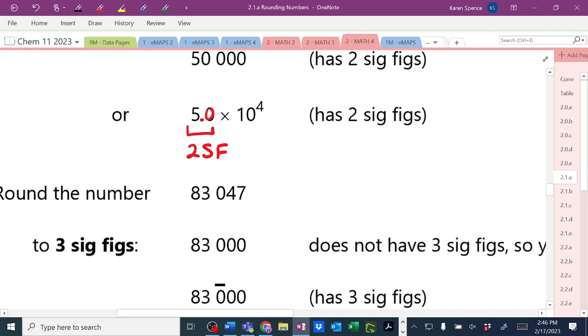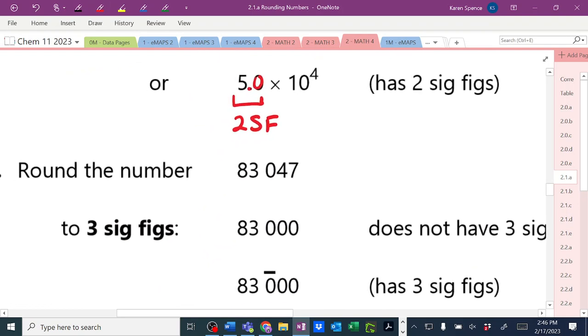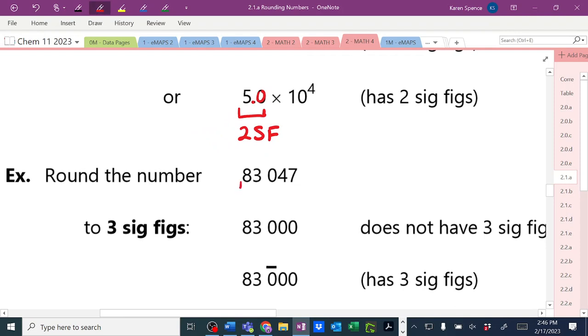One more. Let's round 83047 to 3 sig figs. Here we are. We want 1, 2, 3 sig figs. Look to the right. That is a 4, so that means the 0 will stay as a 0. But I wanted 3 sig figs, and this number only has 2 sig figs.